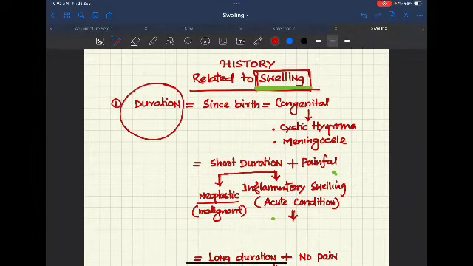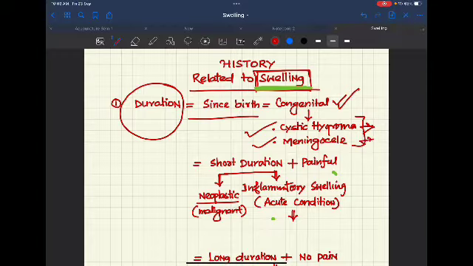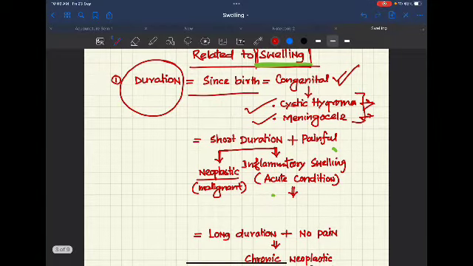In swelling, first we will ask the duration, whether it is present since birth or not. If it is present since birth, that means it is a congenital condition, and two important congenital conditions are the cystic hygroma and meningocele. We already know that cystic hygroma is the swelling near the neck and meningocele is near the spinal cord, right?